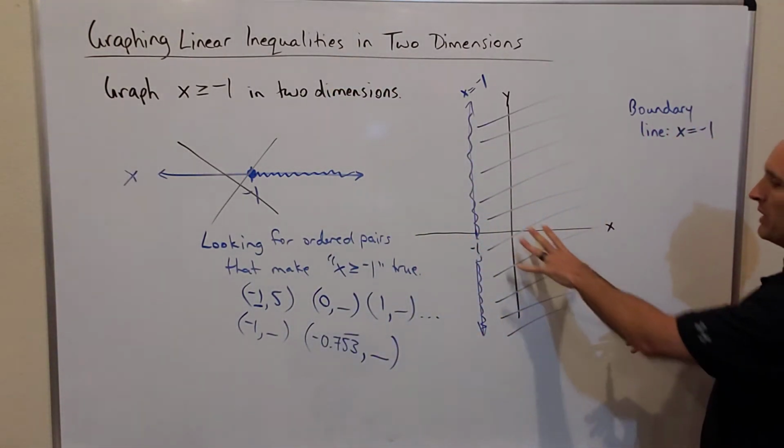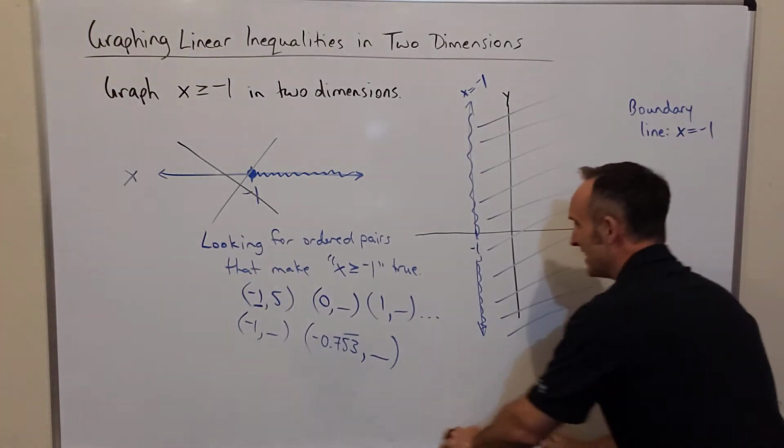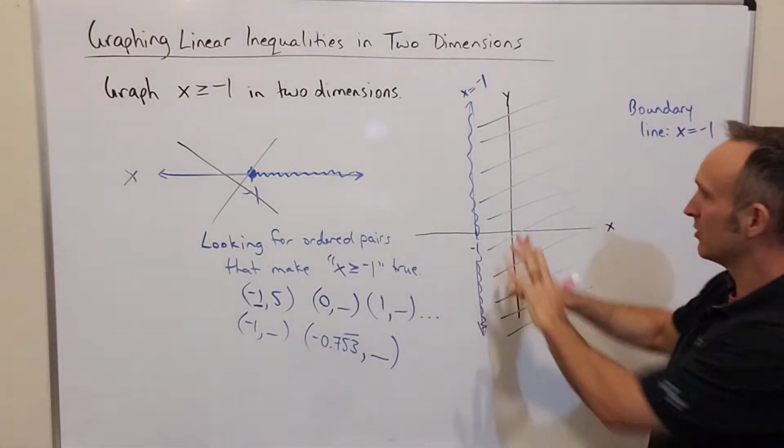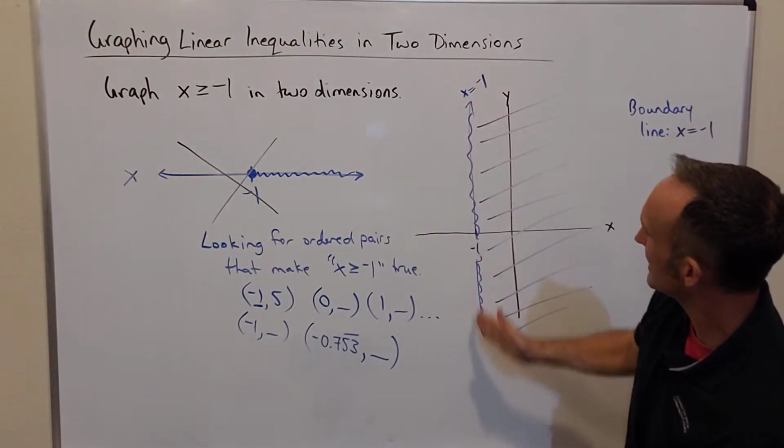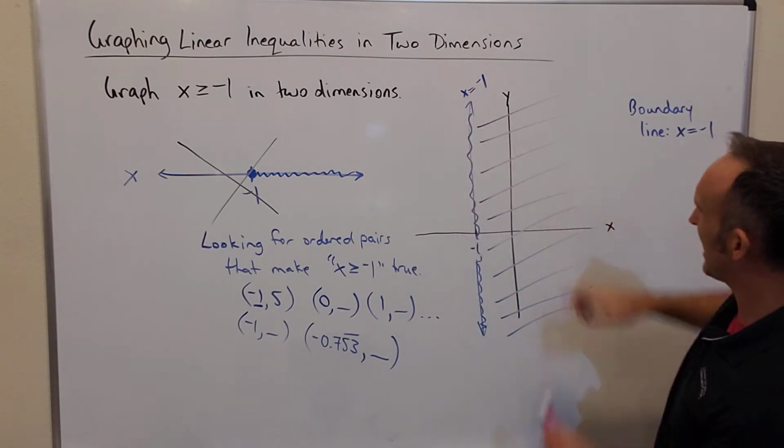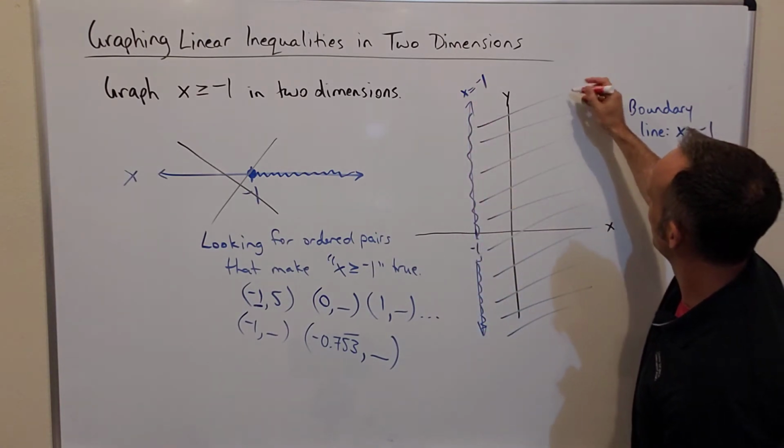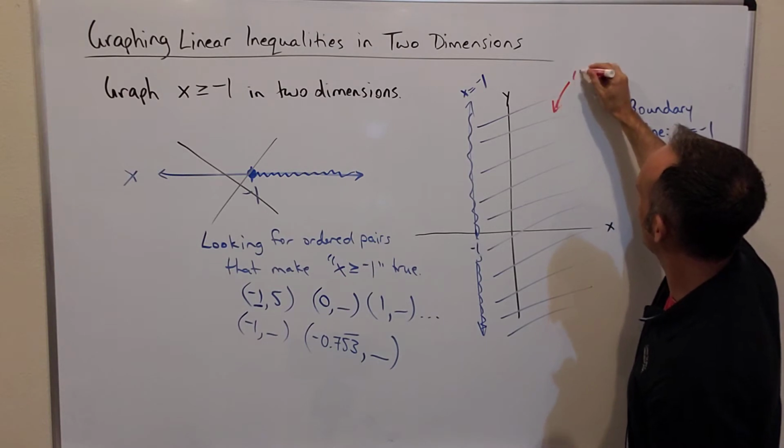And so what we get here, what this is we've taken our plane, right, our 2-dimensional plane, we cut it in half with our boundary line and we shaded half of it. This solution is called a half plane.